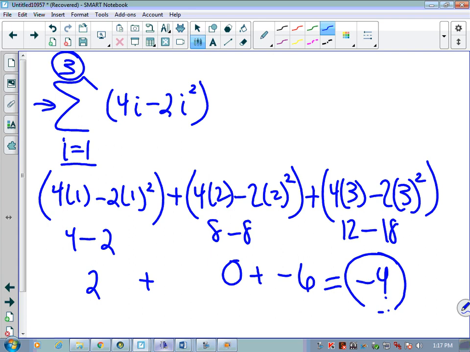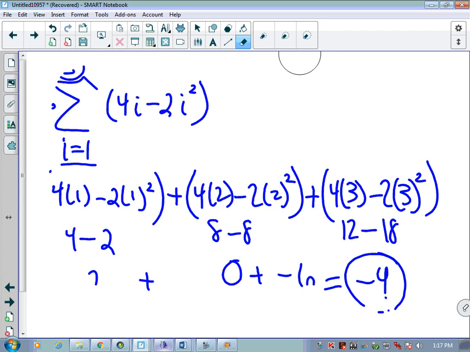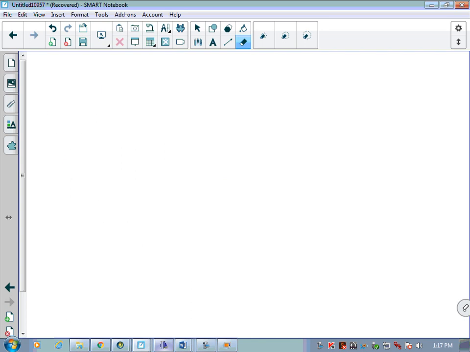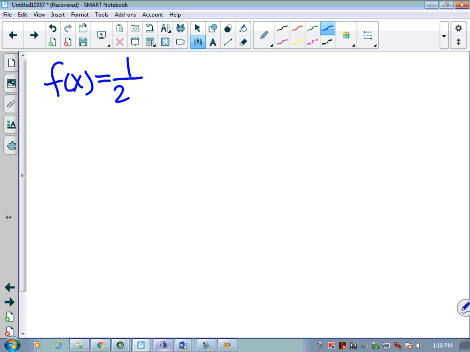All right, we'll move on to number 13. Okay, 13. Determine if f of x equals 1 over 2x plus 1 and g of x equals 1 minus x over 2x are inverse functions by computing their compositions.